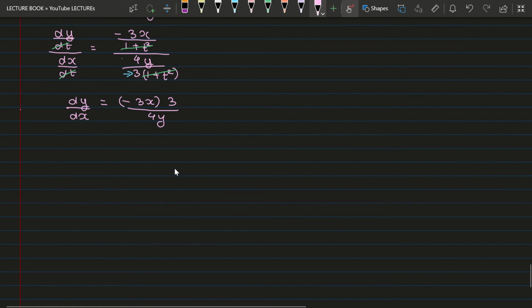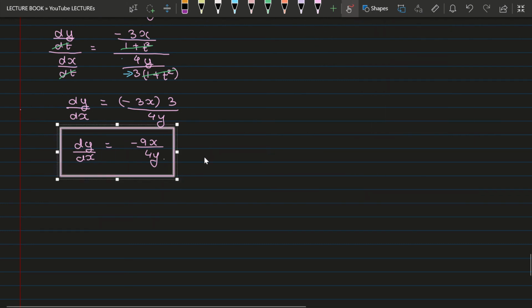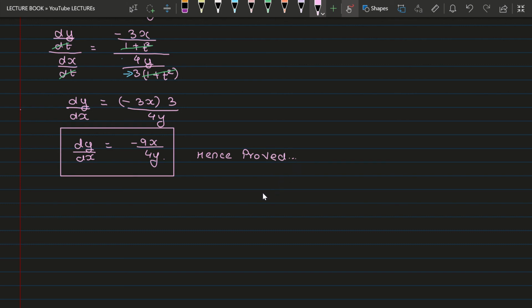Dy by dx is equal to minus 9x upon 4y. Hence proved.